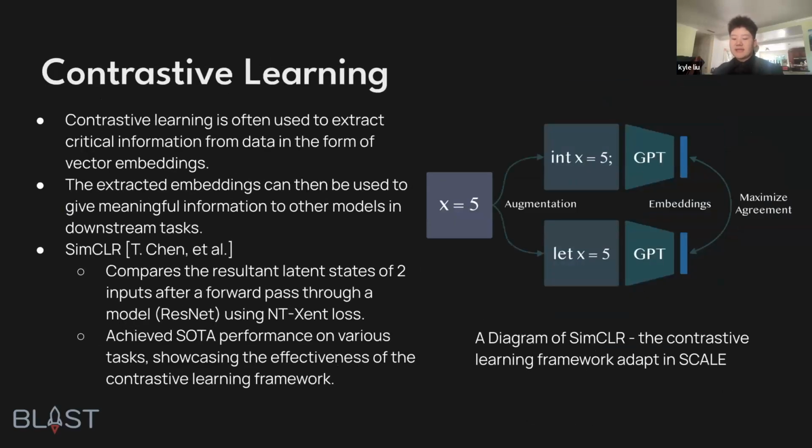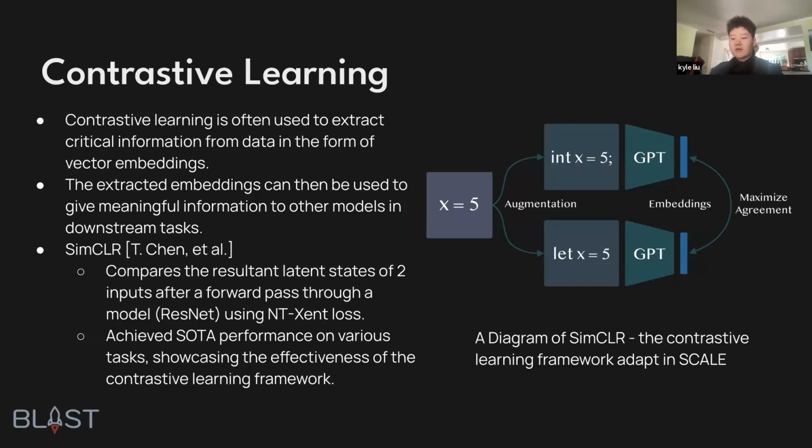Contrastive learning is a technique that extracts information from data by comparing similar and dissimilar instances. It is used to extract important information from data in the form of vector embeddings. These embeddings can then be used to provide meaningful insights to other models in downstream tasks.